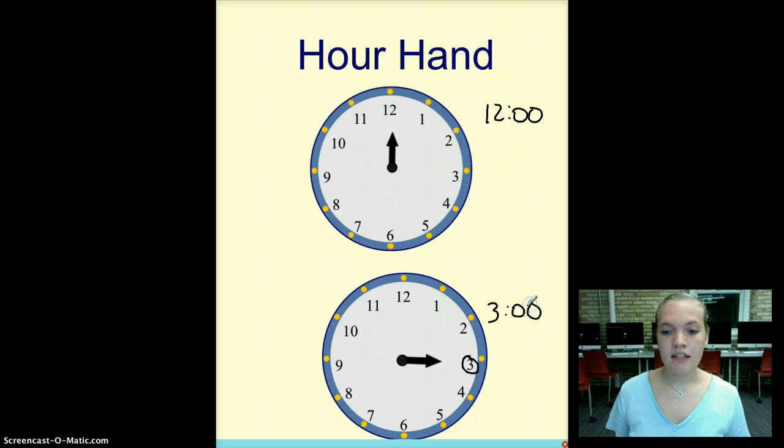Now you may notice that there is no longer hand or minute hand in this picture, and that's just to make it simpler so we can just focus on the hour hand. So the important thing that we need to remember is that wherever this hand is pointing, that is the hour. So here it's pointing to the 3, it's 3 o'clock. Here it's pointing to the 12, it's 12 o'clock.